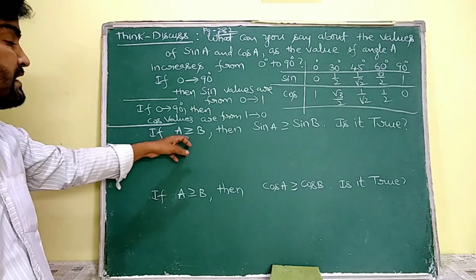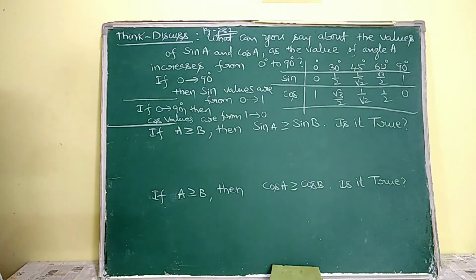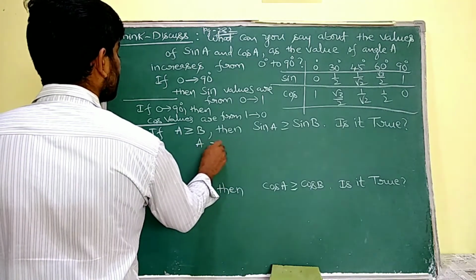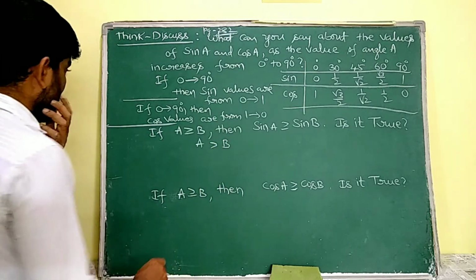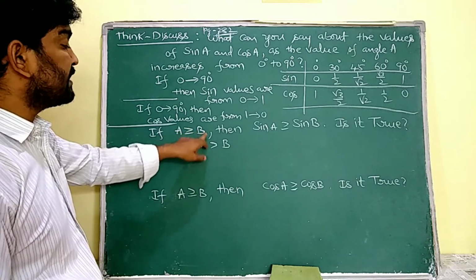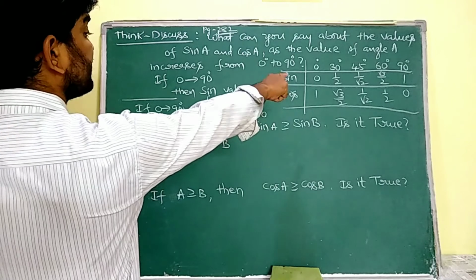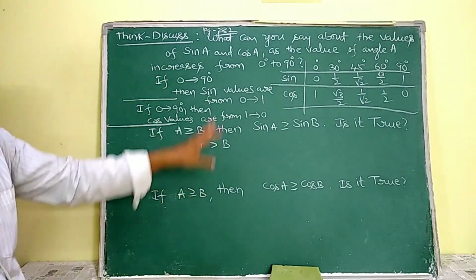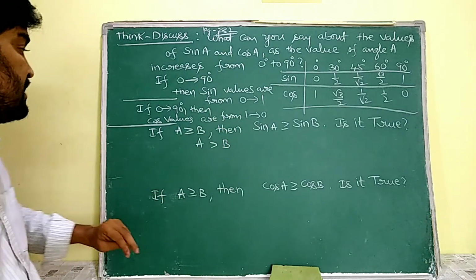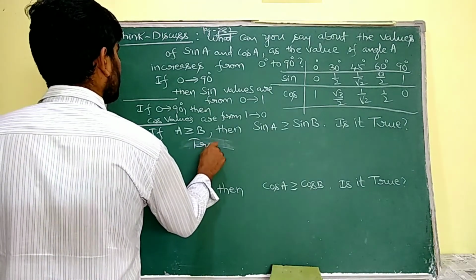Now, if A is greater than or equal to B, then sin A is greater than or equal to sin B. Is it true? Yes ma, it is true. Why? Because if the angle is more, the sin value is also more ma. So A is greater than or equal to B, so sin A is also greater than or equal to sin B. We have to consider all these from 0 to 90 only ma. So here we have to write true.